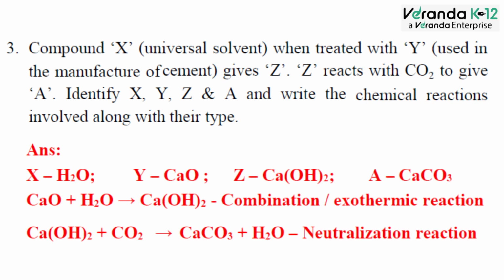The type of the reaction involved here is a combination reaction and excess heat energy is liberated from that one. So it is an exothermic reaction also. And finally, we have to identify what is A. So calcium hydroxide combines with carbon dioxide to form calcium carbonate plus water.